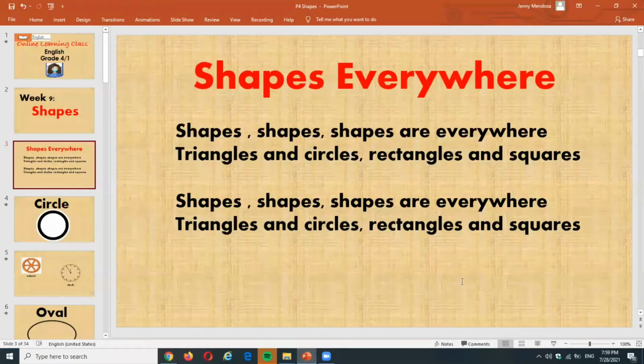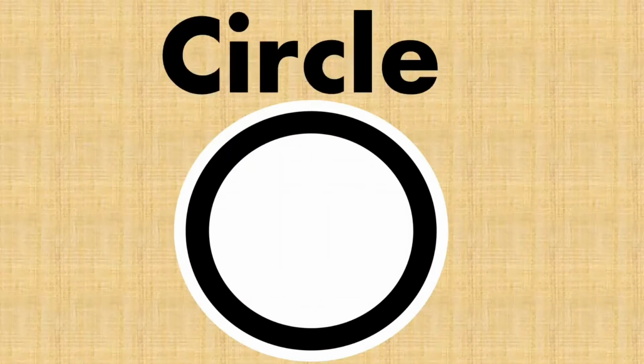Okay. Now that is our short song. Now let's go to learning about shapes. Let's start with the first one. What shape is this? Can you tell me? This one is circle. Let's spell it together.